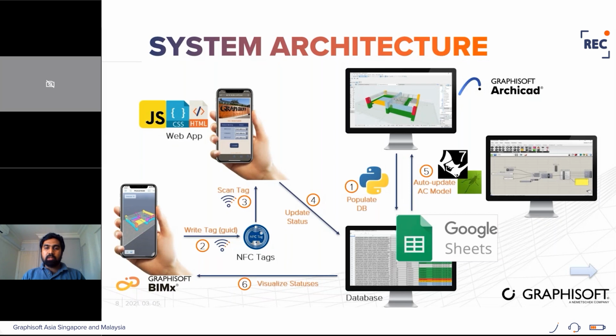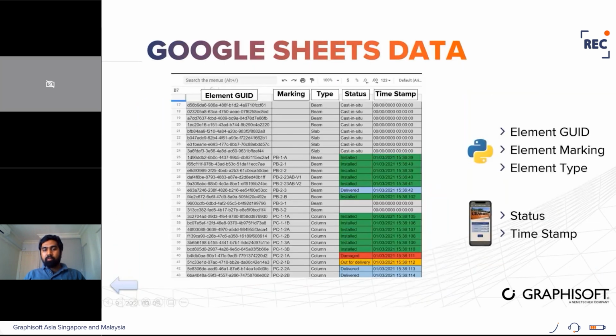So coming back to this system architecture, I'll go through each and every module to help with how to set up these modules. Since the first module for populating the database was already explained by Carlo, I will skip that part. Thanks, Carlo, for that. And I'll just show the Google Sheets and show the information flow with respect to this NFC system. For this, we need the GUID, marking and the type, which has to be from the Archicad model using a Python script. And of course, the state, as we saw in the demo video, the statuses and timestamps are going to be populated using the web services from the mobile app.